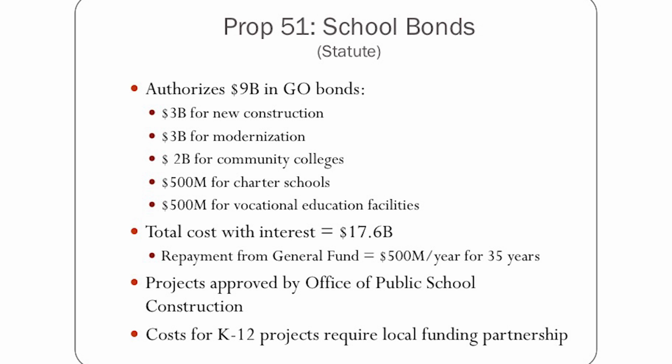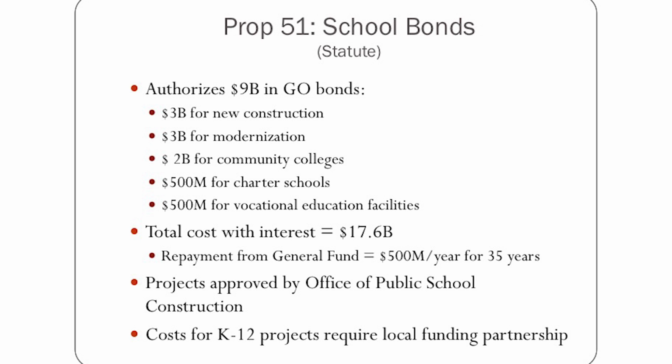The total cost would be roughly double what the initial cost would be. So after we pay back interest, it's going to be almost $18 billion. And the general fund would cover the interest payments over the next 35-year period. So they're looking at $500 million over the next 35 years to pay that back.